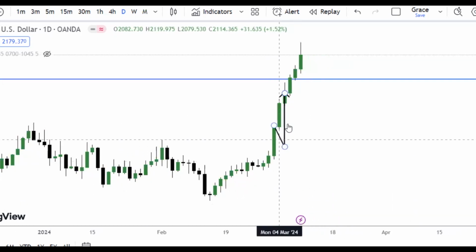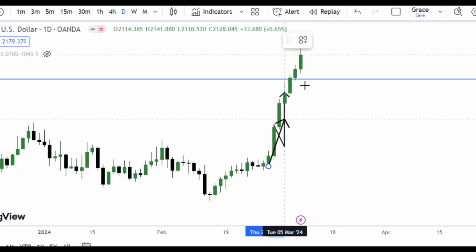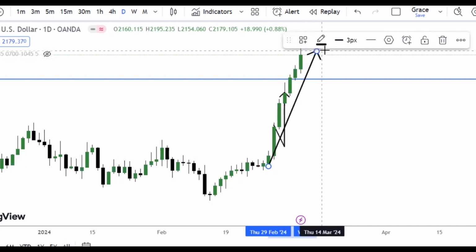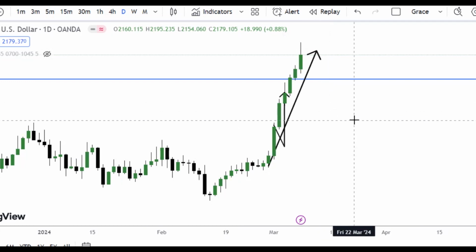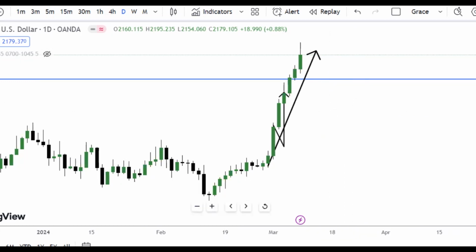Now, since gold has expanded to the upside, this is what we call expansion phase. So this is expansion phase. You know, market price action moves phase by phase from expansion to consolidation, or from expansion to retracement, from retracement to expansion, or from expansion, retracement to consolidation. That's how price action delivers. Now we are at the expansion phase of the market.